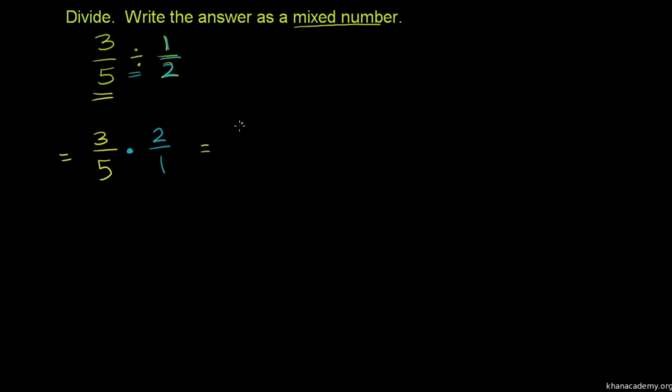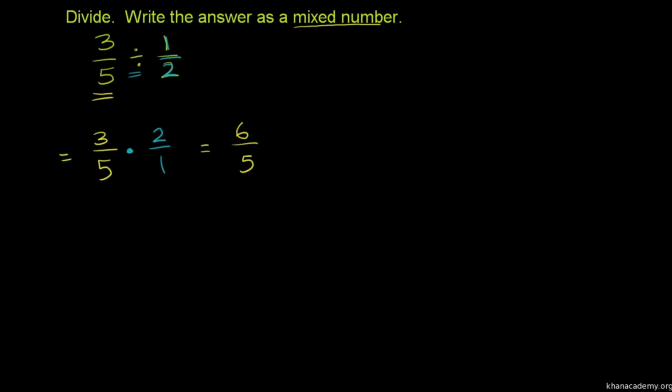3 times 2 is 6. So our new numerator is 6. 5 times 1 is 5. So 3/5 divided by 1/2 as an improper fraction is 6/5. Now, they want us to write it as a mixed number. So we divide the 5 into the 6, figure out how many times it goes. That'll be the whole number part of the mixed number.